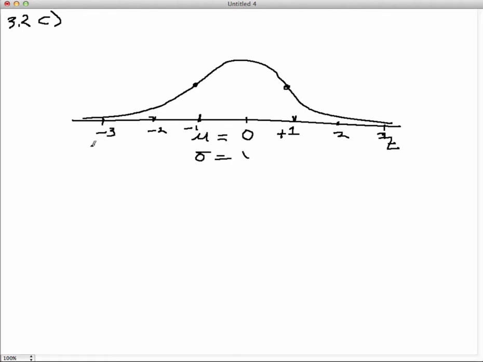And so what you can see is that once you get more than 3 standard deviations above or below the mean in a normal distribution, you pretty much have run out of area. The area is getting really small at that point.